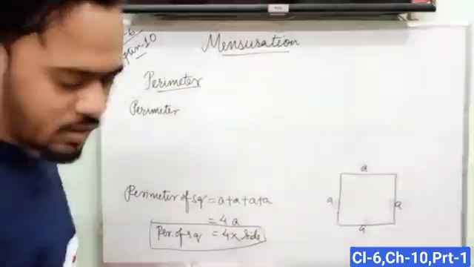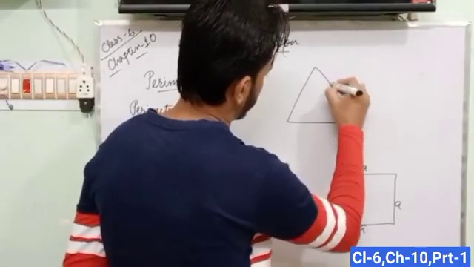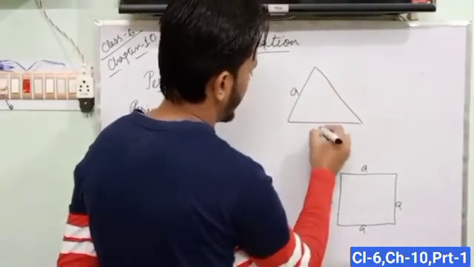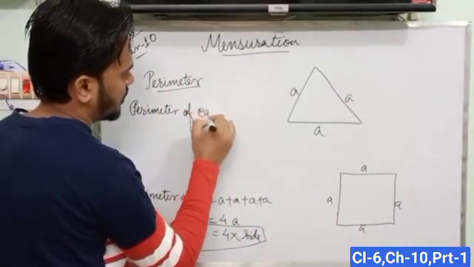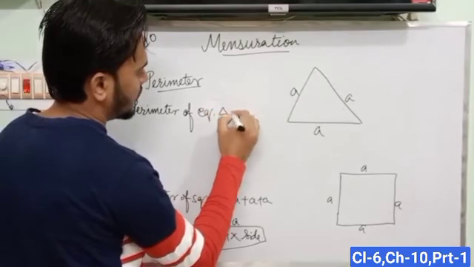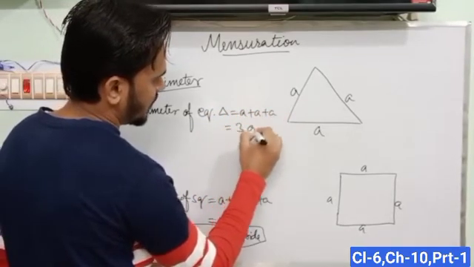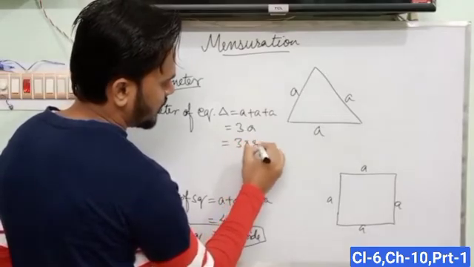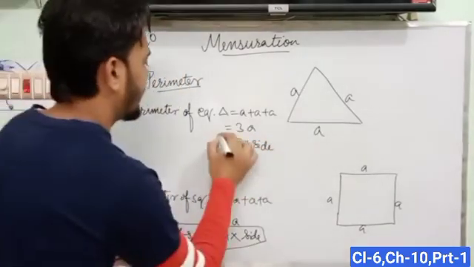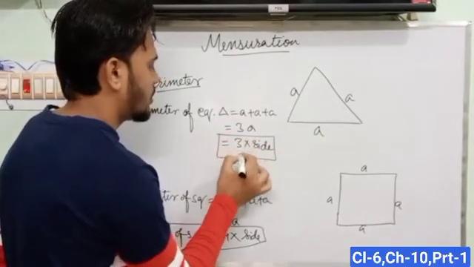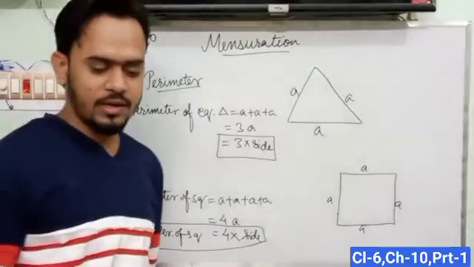Another one, take an equilateral triangle with side A. Then perimeter of equilateral triangle is equal to A plus A plus A, that is 3A, which is 3 into side. This is only for an equilateral triangle, not other types of triangle.